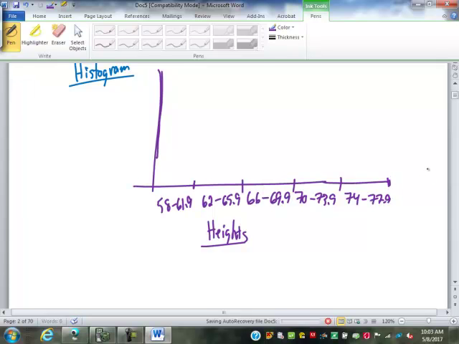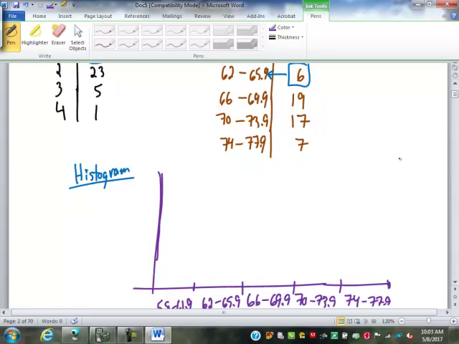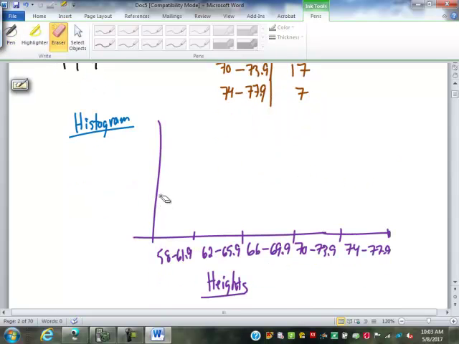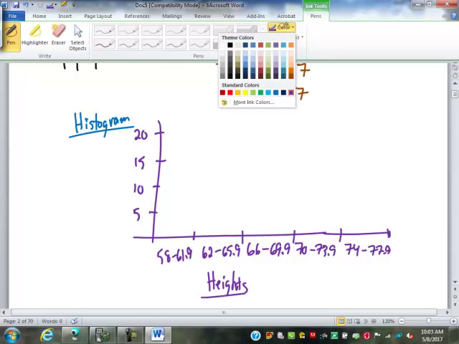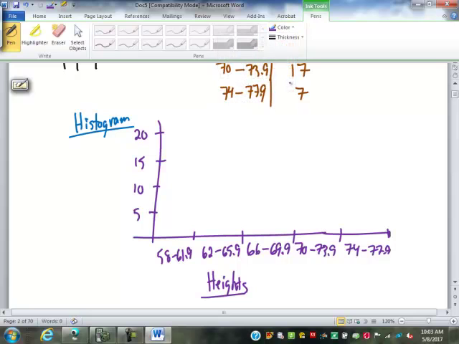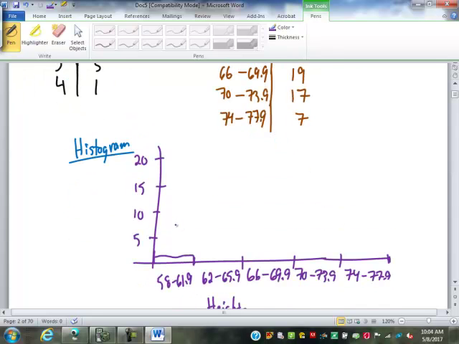And up the side, I have to have my frequencies. I have to go up to at least 19. So I'm going to go 5, 10, 15, and 20. And when I draw in these bars, this one goes up to 1. So look like that. The next one is 6, 19, 17, and 7.